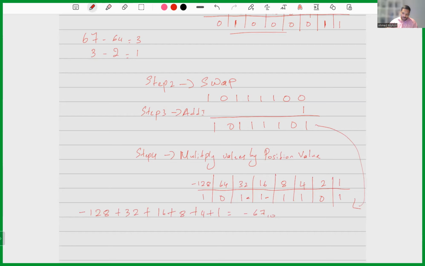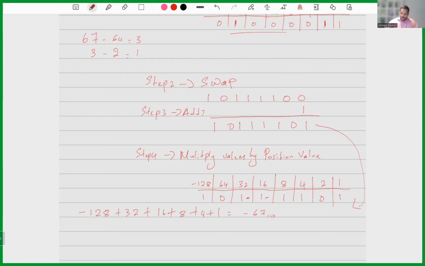What I want you to do now is add this. You start from minus 128 at the bottom, you add 32 to it, then you add 16 to it, then you add 8, then you add 4, then you add 1 to it. You would get minus 67. So this is how you write a negative decimal value in binary format. You have to use the 2's complement.